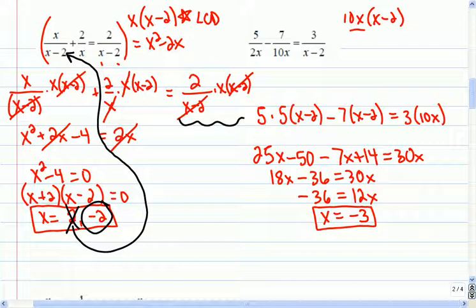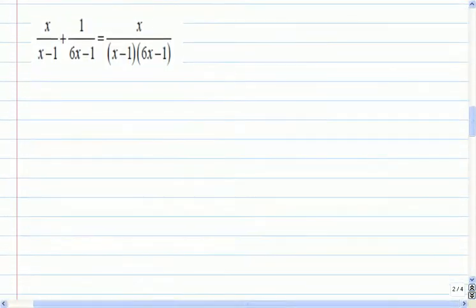Any problems with negative 3 as an answer? Nope, so we can keep it. That's our solution for this equation. Okay? All right.